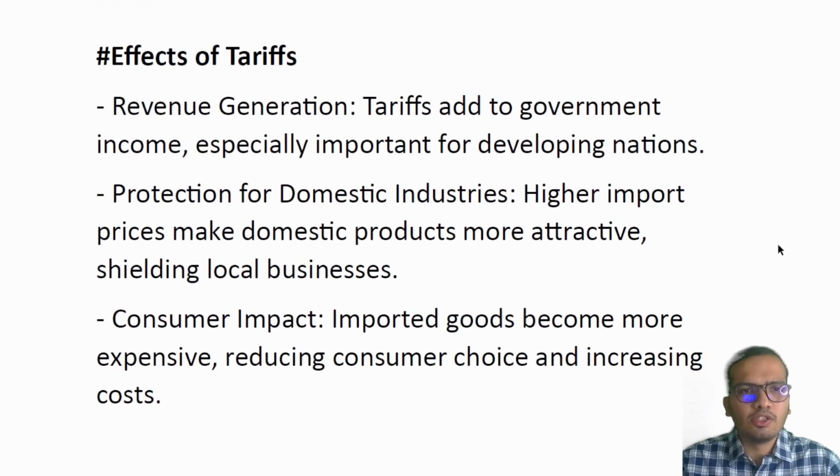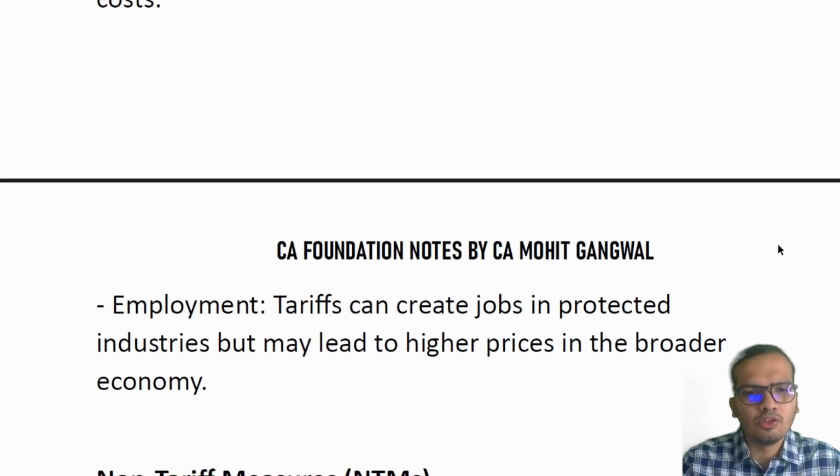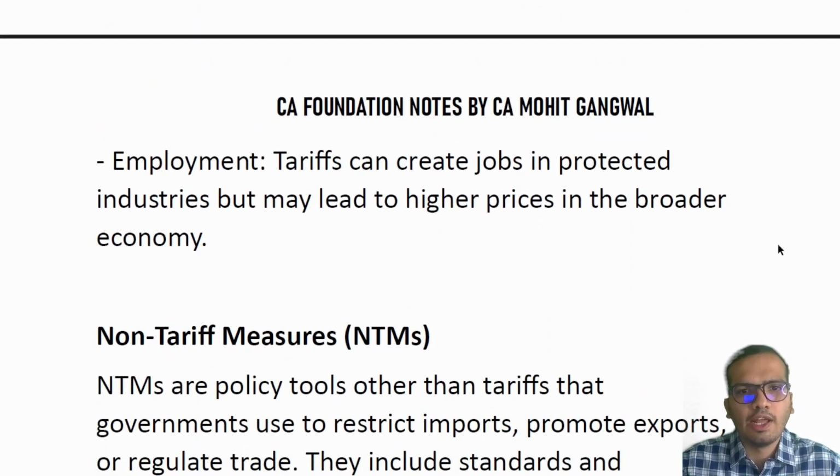Then come effects of tariffs. First is revenue generation. Tariffs add to the government's income, especially important for developing nations. Second, protection for domestic industries. Higher import prices make domestic products more attractive, shielding local businesses. And third one, consumer impact. Imported goods become more expensive, reducing consumer choice and increasing cost. Then comes employment. Tariffs can create jobs in protected industries but may lead to higher prices in the broader economy.